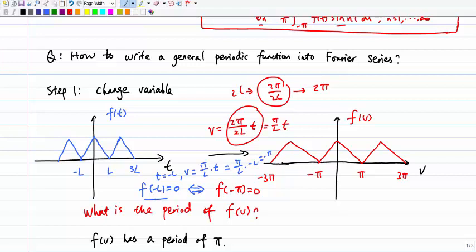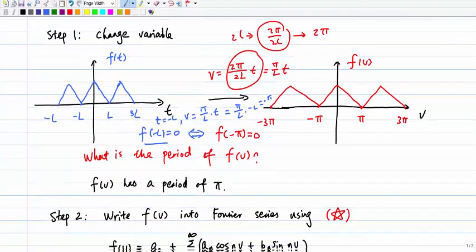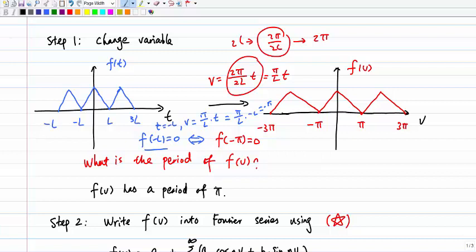That's exactly what's going to happen. Of course, your positive pi will also be 0. Positive L maps to positive pi, positive 3L maps to positive 3 pi, and negative L maps to negative pi. That's why, if this is the period from negative L to L, then it maps from negative pi to pi. So for this new function f(v), it has a fundamental period of 2 pi.